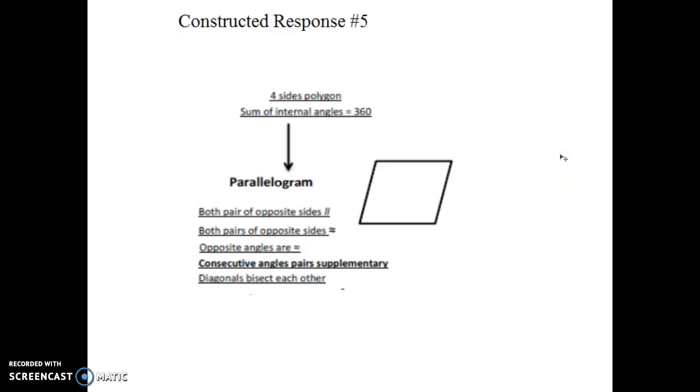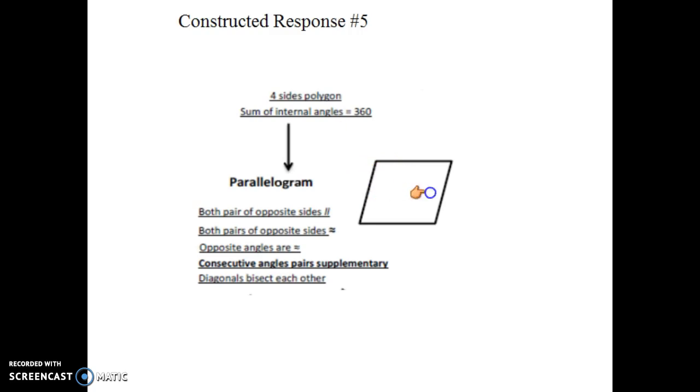All right, here's some help with the constructed response number 5. So this is dealing with parallelograms. So here are some reminders of some of those properties of parallelograms that we have learned. So all the interior angles add to 360.